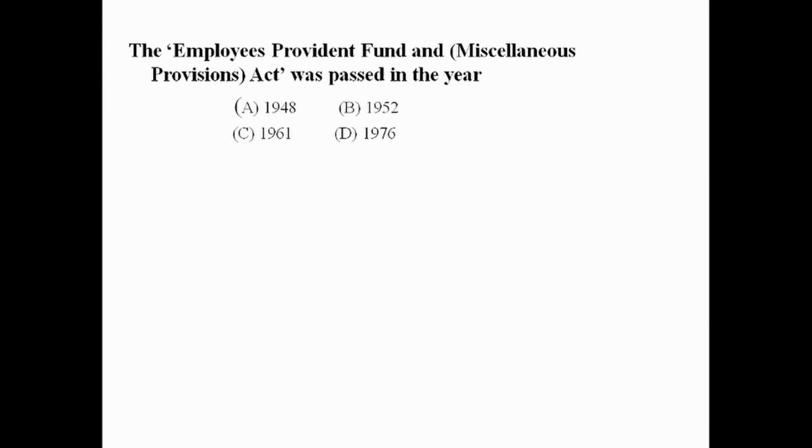Next question. The Employees Provident Fund and Miscellaneous Provisions Act was passed in the year: option A 1948, option B 1952, option C 1961 and option D 1976. The Employees Provident Fund and Miscellaneous Provisions Act was passed in the year. The answer is option B, that is 1952.